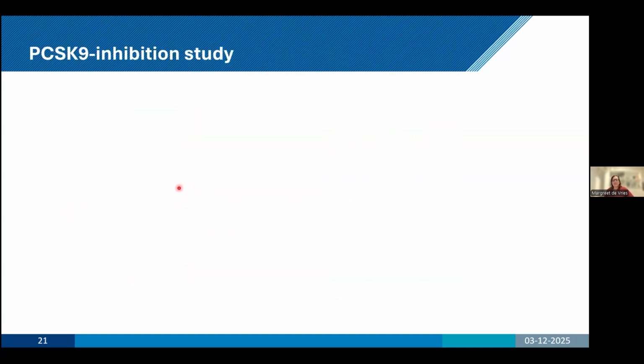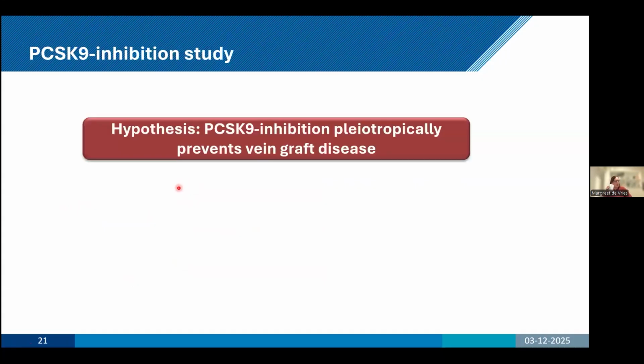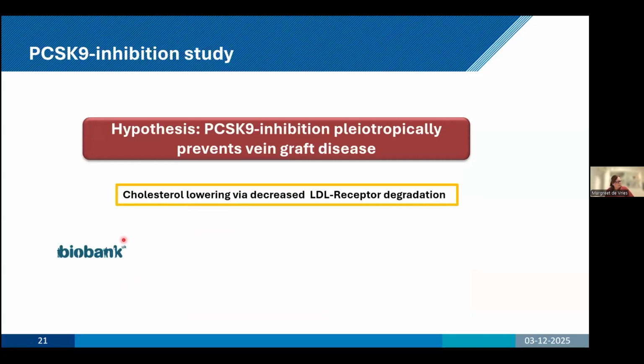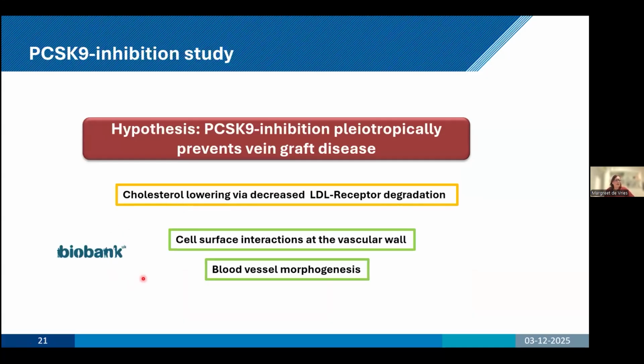So for the PCSK9 inhibition study, we of course had the hypothesis that PCSK9 inhibition has more effects than only the cholesterol lowering effect. So pleiotropic effects that can be useful for preventing vein graft disease. So from the biobank, we saw that high levels of PCSK9 are correlated to cell surface interactions and blood vessel morphogenesis.